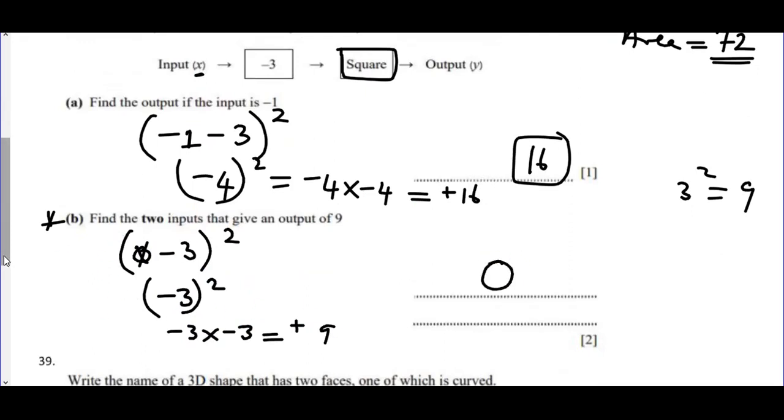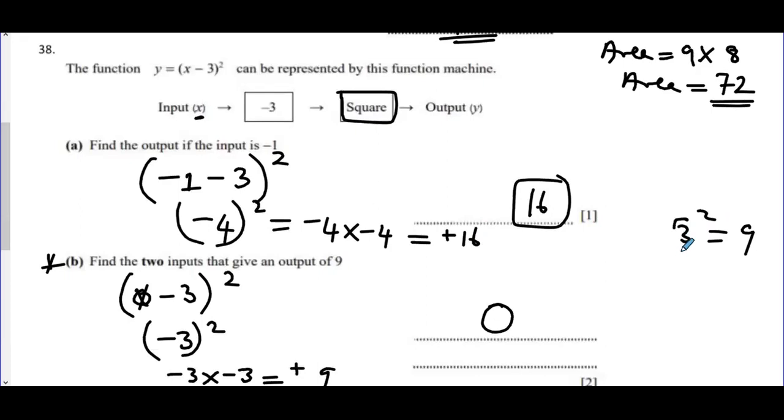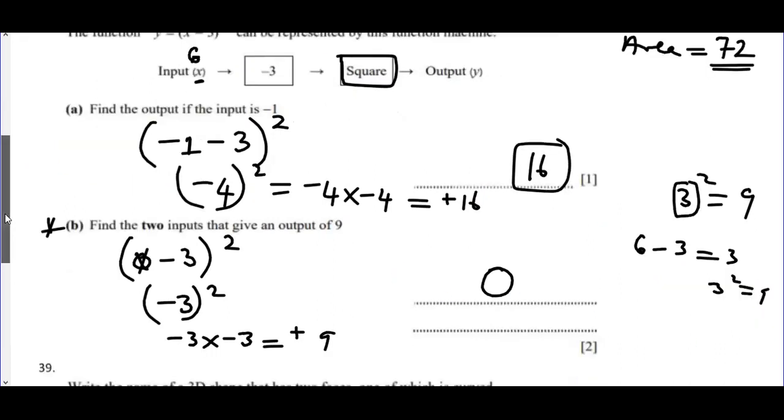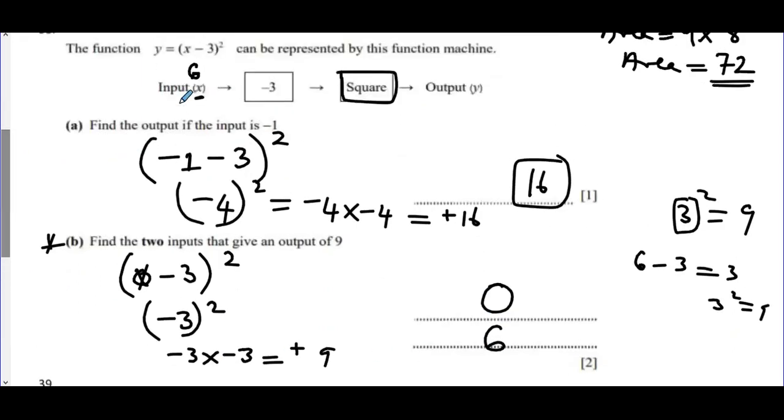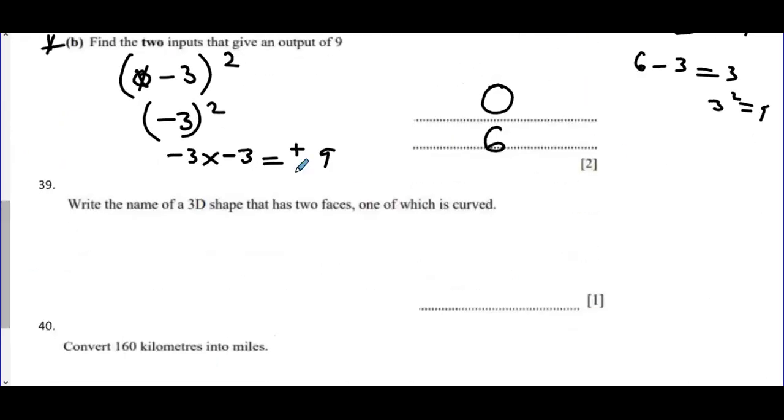Another input, make sure that it should be giving you 3, because 3 squared is what gives you 9. So try to input 6 here. What is 6 minus 3? 6 minus 3 is 3. What is 3 squared? 3 squared is 9. So the next input will be 6. We're going to input 6 there. 6 minus 3 is 3. 3 squared is 9. See that? Simple logic, simple question.